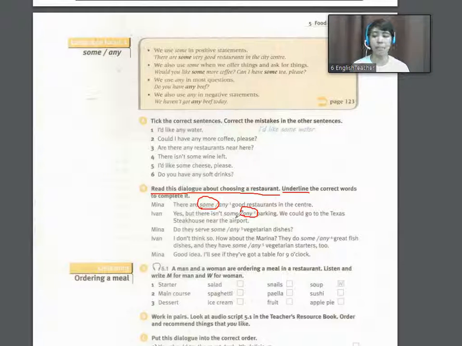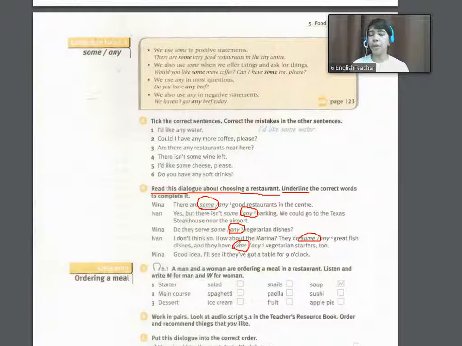You will be Mina again. Please read and answer. Very good. The correct answer is, do they serve any vegetarian dish? So when you're asking a question and you're unsure about the answer, you should use any. Very good. Student B, Ivan, please read and answer. I don't think so. How about the Marina? They do some great fish dishes and they have some vegetarian starters too. Very good. So the answer for this one is some and some.